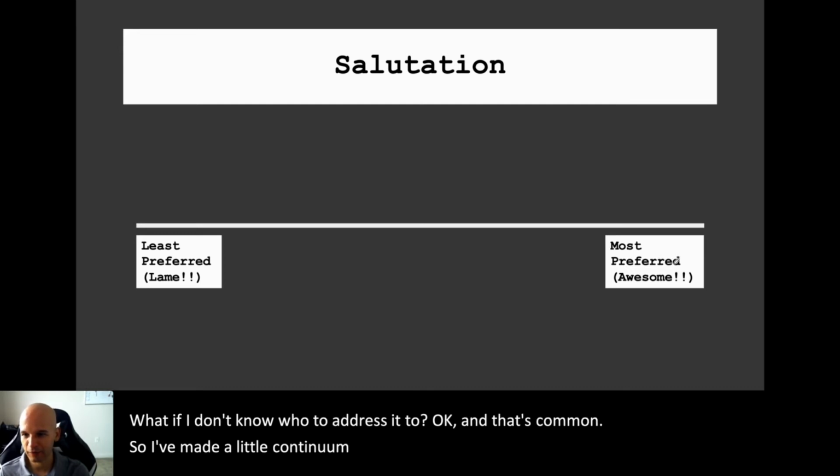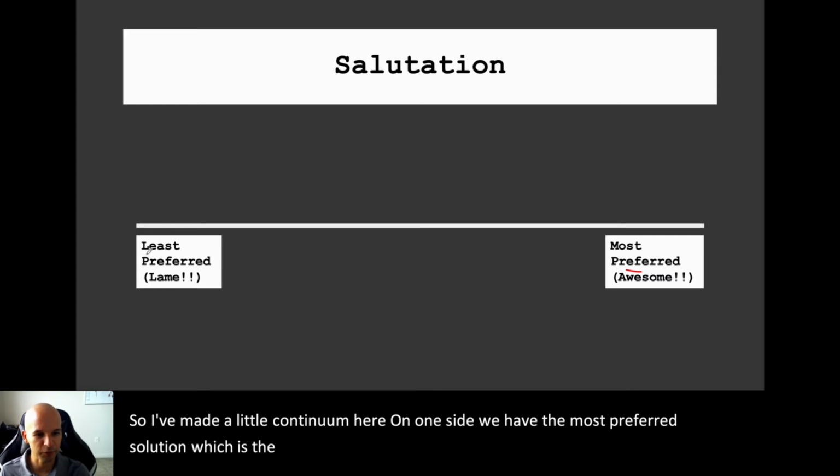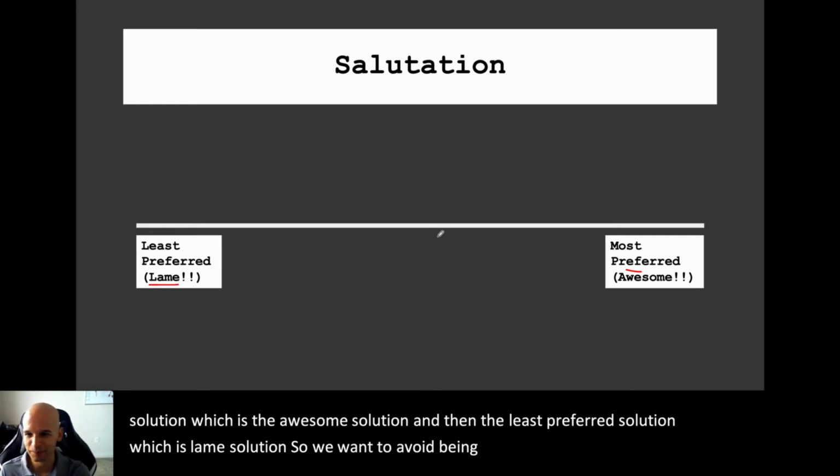On one side, we have the most preferred solution, which is the awesome solution, and then the least preferred solution, which is the lame solution. So we want to avoid being lame, okay? So don't be lame, okay? Be awesome.